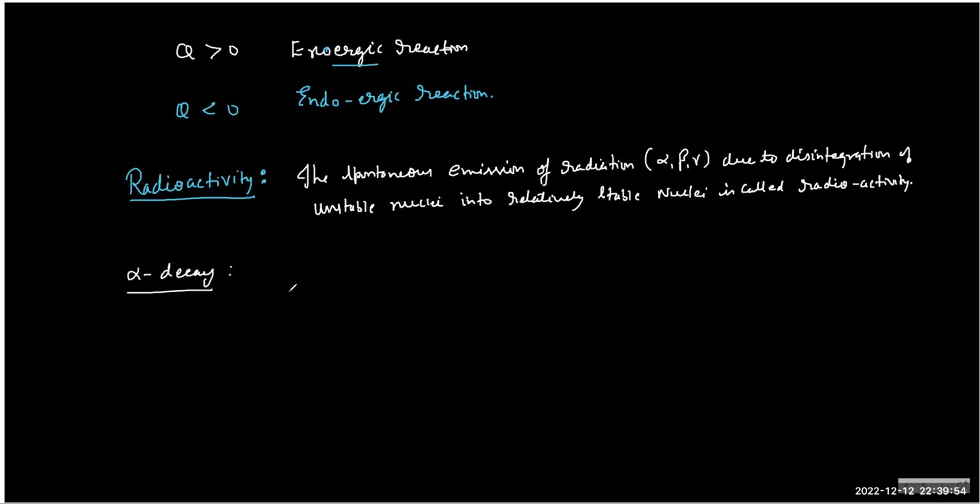Alpha decay happens in a large size of nucleus, right? So when the N/P ratio exceeds 1.5. For heavier nuclei, the N/P ratio is 1.5. If it is more than that, then alpha decay will happen. In this case, what will happen? A part of the nucleus will be broken down, and you will get a relatively small nucleus.